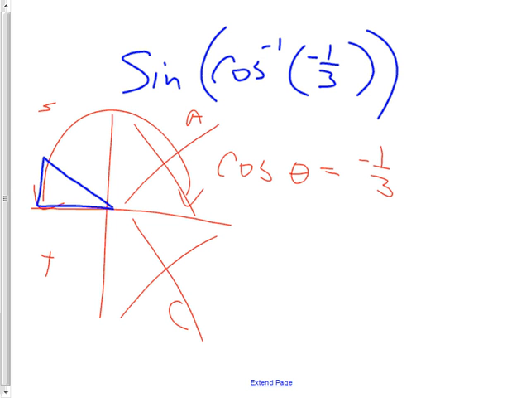Because that's the only place where it's allowed. It's not allowed in here because this only goes from here to here, you know? Okay, so now I've got my triangle, and I'm going to say cosine is adjacent over hypotenuse. Adjacent side's -1, hypotenuse is 3.